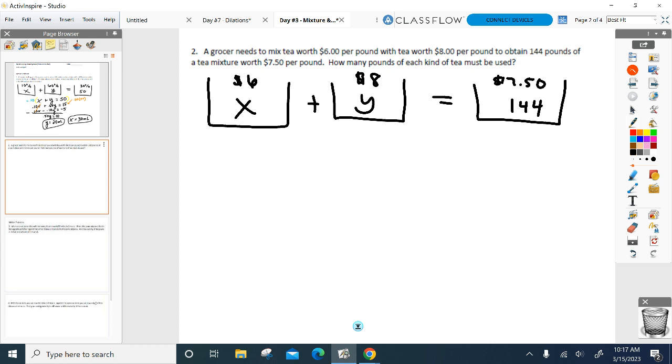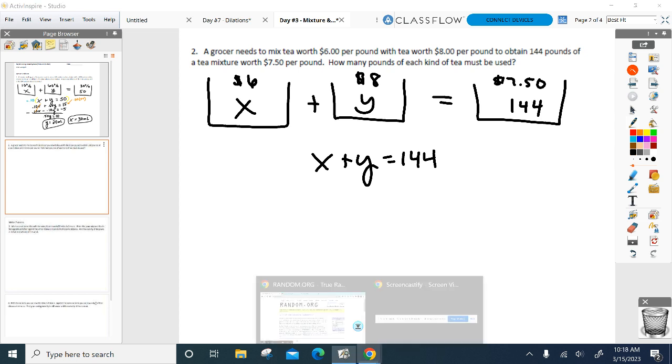All right, equation number 1 is how much you have and how much you need, right? x plus y equals 144 pounds. Now apply the money for me. Go ahead, now apply the money. We've applied the percents in the last problem. In this one, we'll apply the money.